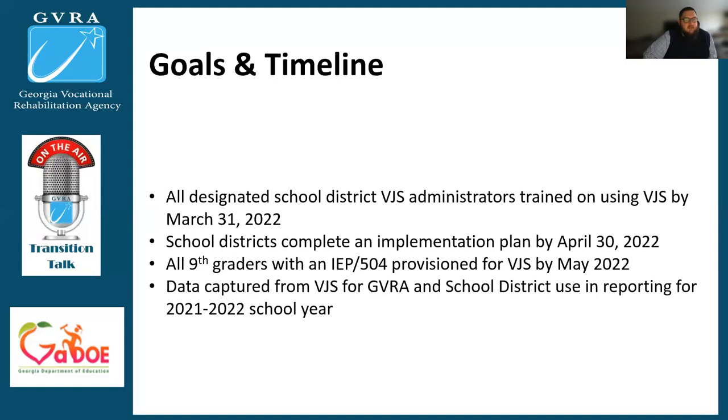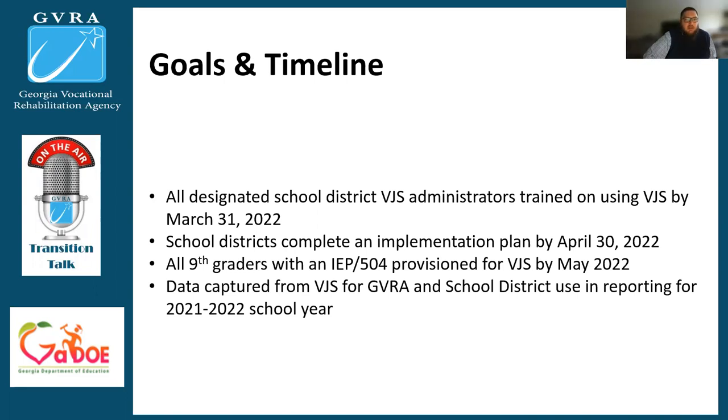The next one is that we are hoping all districts will have been able to complete the implementation plan by April 30th of this year. And then naturally our overarching goal, because we do have a targeted focus for this one, is that all of those 9th graders that are being served under an IEP or a 504 that wish to participate or that are appropriate to participate will have been referred to VR and will be provisioned to receive services under virtual job shadow by May of 2022.